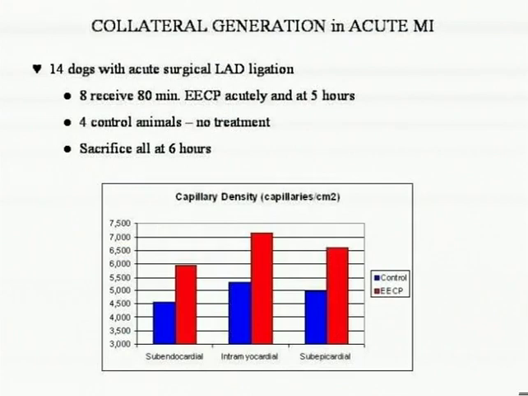We're going to take 14 dogs and we're going to surgically ligate, acutely close off their left anterior descending. They're going to have a full thickness heart attack without the benefit of any preformed collaterals.